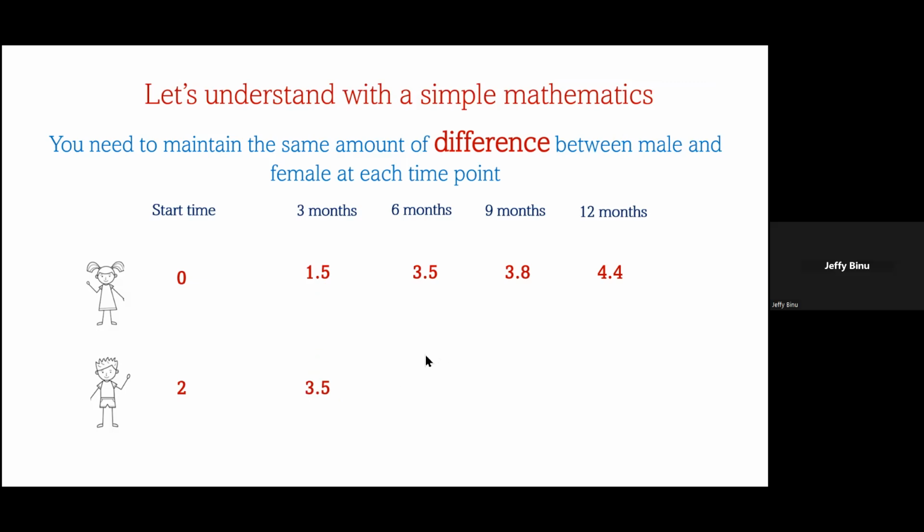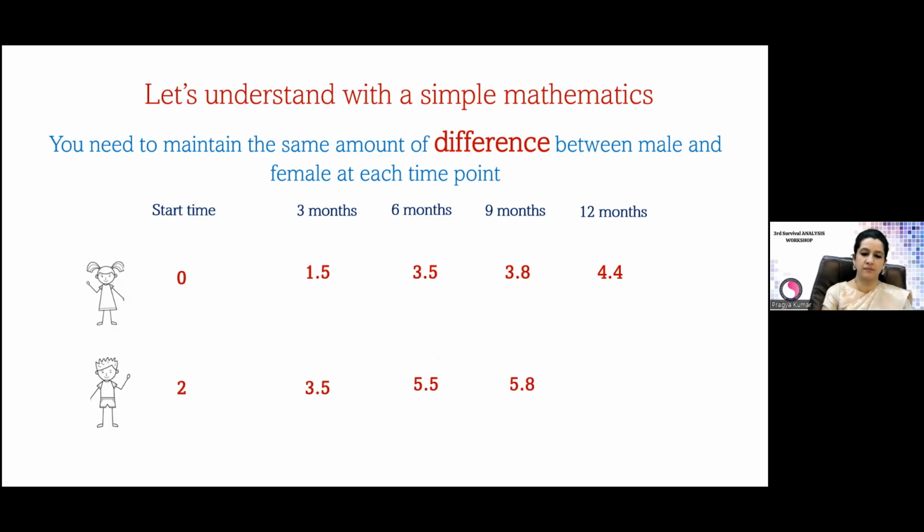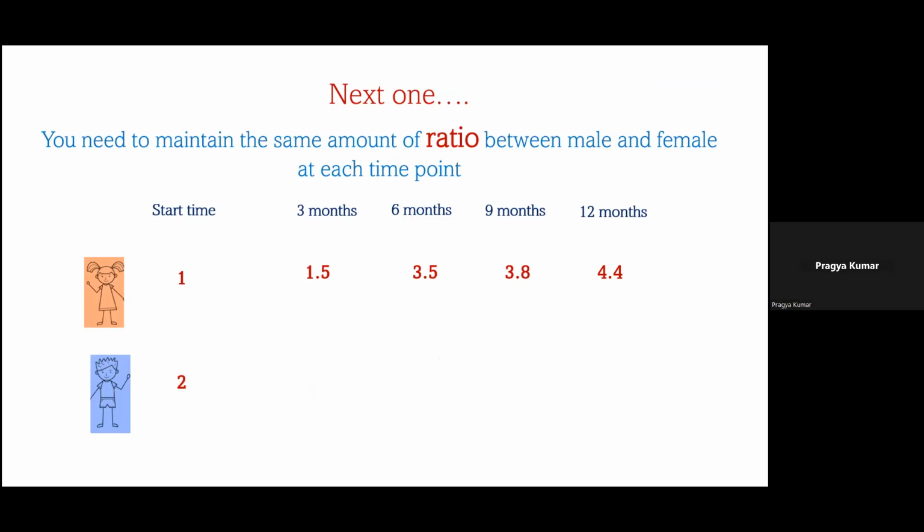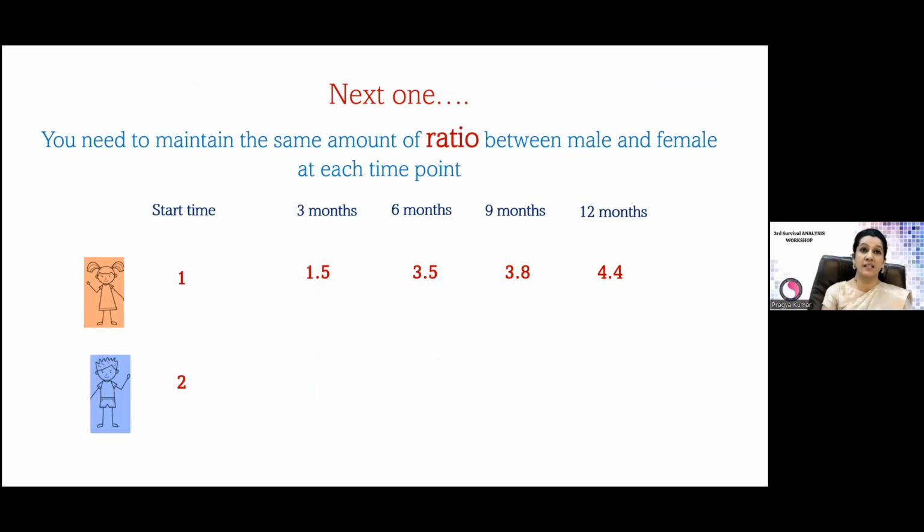5.5. Agree. And then 5.8 and 6.4. So true. Rightly said. Now, if I need to maintain the same ratio between male and female, initially it was a difference. Now it is the ratio. So you can say that this is female and this is male. If I take female as a reference, then 2 by 1. So it is 2. Now what about this?